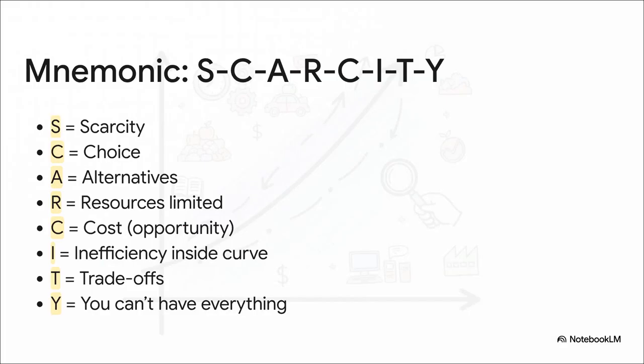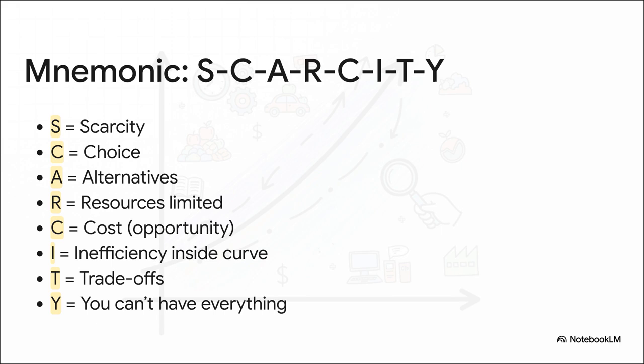Okay, that was a lot, so let's wrap all these big ideas into one easy-to-remember word: scarcity. Ready? S is for scarcity, the fact that we don't have unlimited stuff. That forces a C, a choice, between A, alternatives. Why? Because our R, resources, are limited. Every choice has a C, a cost, an opportunity cost. I is for inefficiency, which is any point inside that curve. T is for the trade-offs we always have to make. And finally, Y. Well, that's just to remind you that you can't have everything.